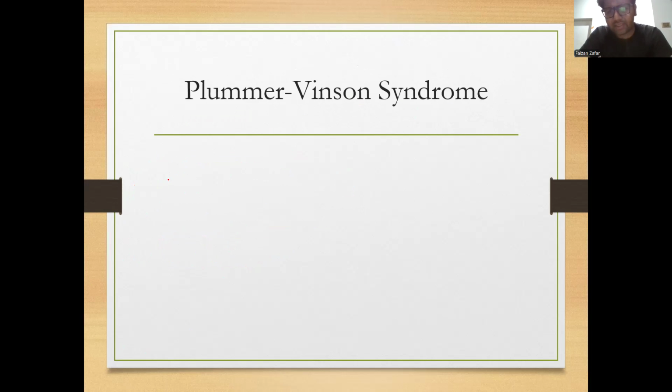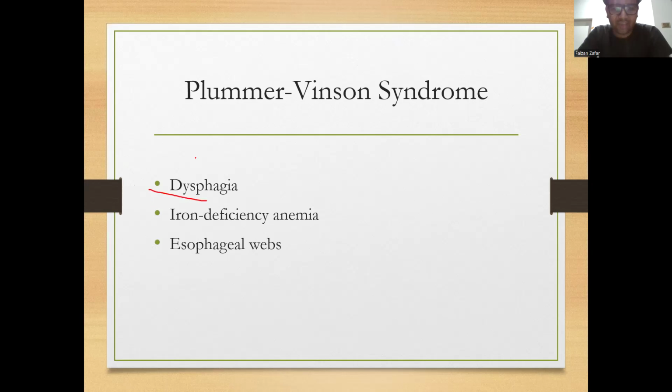Plummer-Vinson syndrome, another high-yield triad you must encounter in your exam. It is dysphagia, iron deficiency anemia, and esophageal webs.